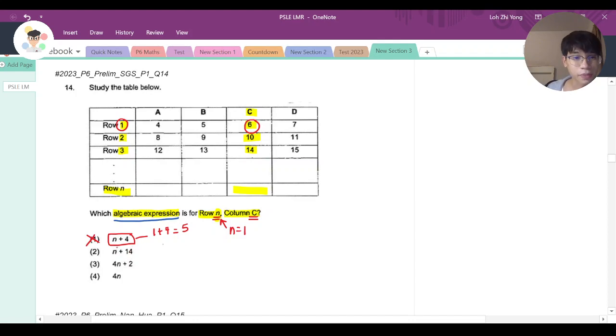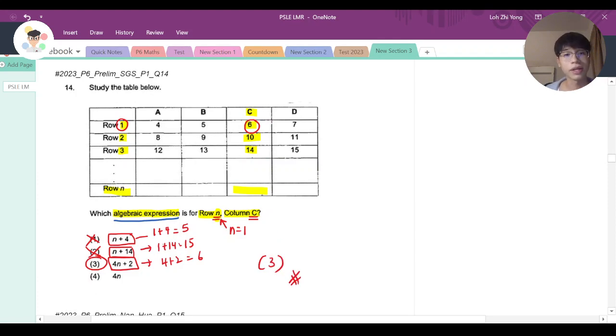n plus 14. n is 1, 1 plus 14. It's 15. It's not 6. Wrong. Next one, 4n plus 2. 4n means 4 times n. So 4 times 1, 4 plus 2, is equal to 6. That's why the answer is option number 3.